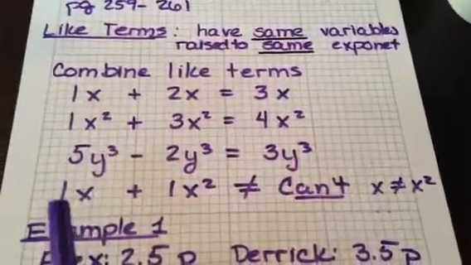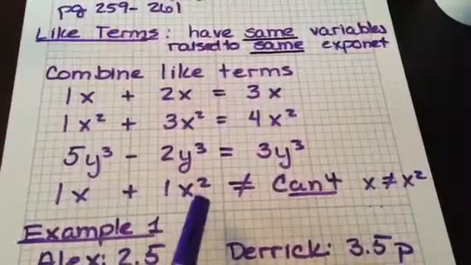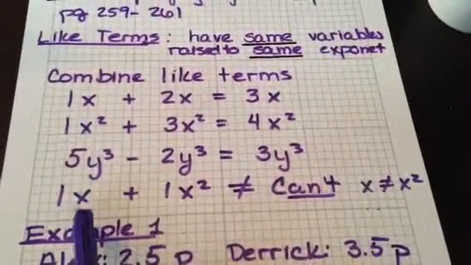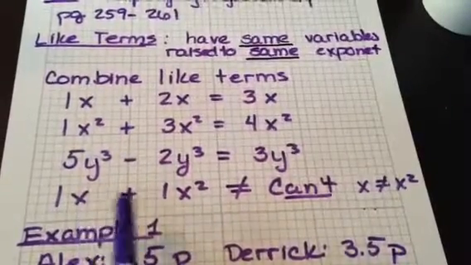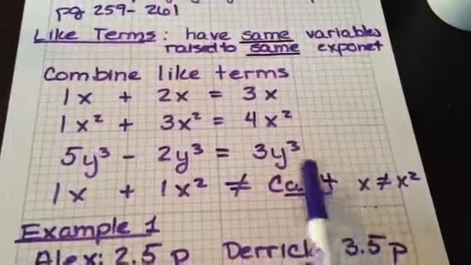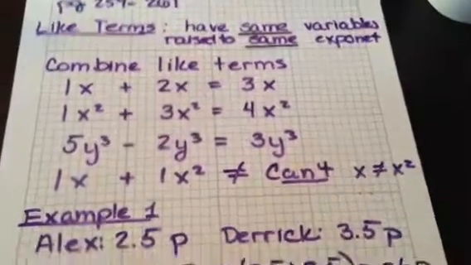But I cannot add or subtract x and x squared because these are different terms. So 1x cannot be added to 1x squared. Why can't I? Because x is not the same as x squared. They are not like terms.